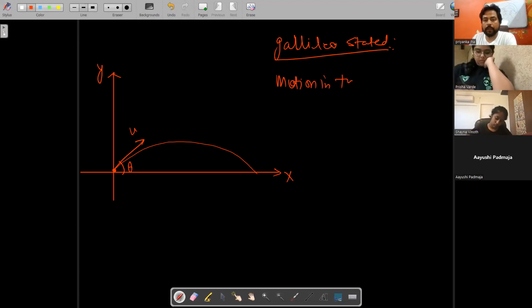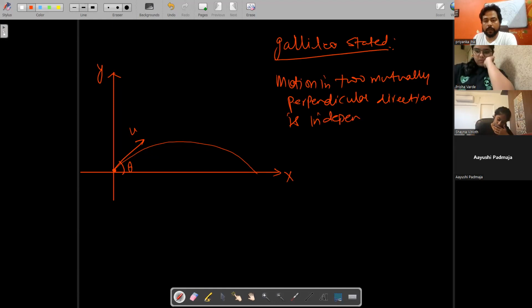Motion in two mutually perpendicular directions is independent of each other. What does this mean actually? It means that whatever motion is happening in the x direction has nothing to do with the component that is acting along the y-axis.